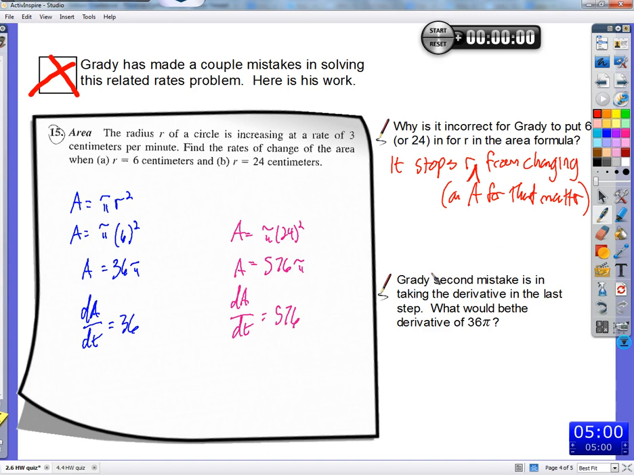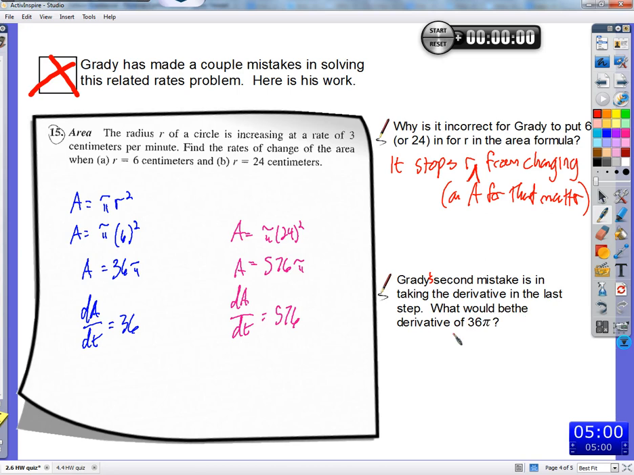So Ray D's second mistake is taking the derivative in the last step. Say you did have this as a function you wanted to take the derivative of, and it's almost a completely different problem, unrelated to related rates at all. It ceased to be a related rates problem when he put 6 in for R. But let's say you took the derivative in the last step.